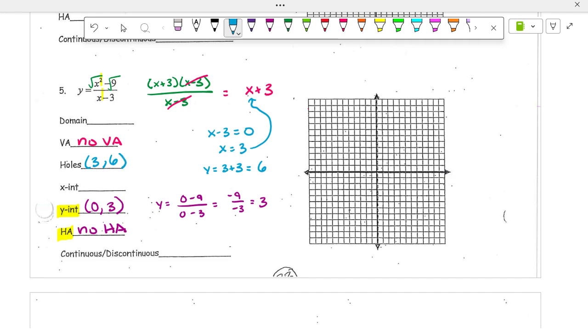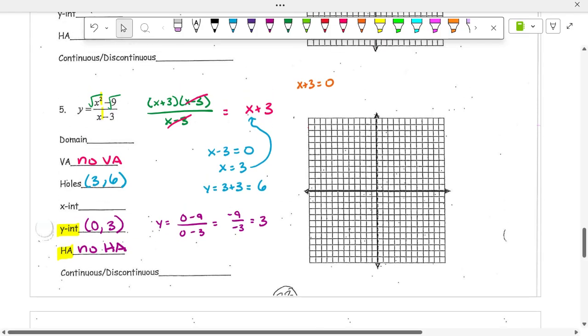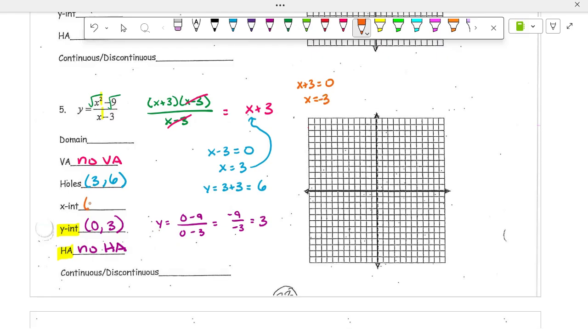My x-intercept is, if I take the current numerator and set it equal to 0, that's where my x-intercept is going to be. So if I set x plus 3 equal to 0, I have an x-intercept where? x equals negative 3. So my x-intercept is at (negative 3, 0).